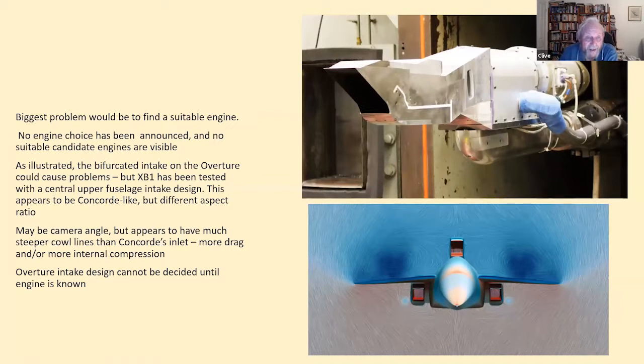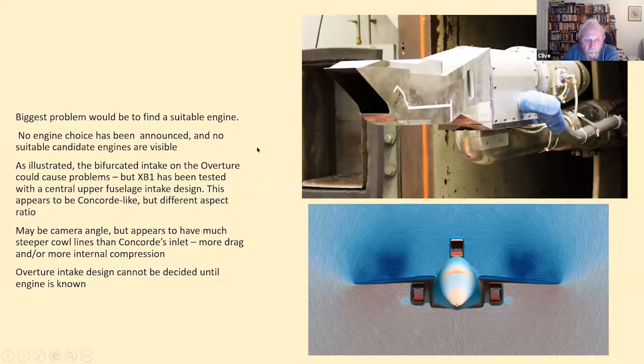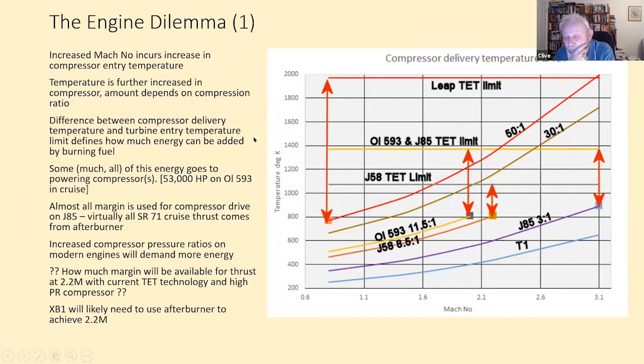The XB1 has been tested with a Concorde-like intake, but it's a different aspect ratio. Concorde would be wider. It may be the camera angle, but that looks to me like quite a steep cowl angle, which might mean there'd be more drag and more intake compression. But again, they can't design the intake until they've got an engine. What might they have problem with the engine? Well, again, this is a personal view, and somebody may come back and tell me you got nonsense.